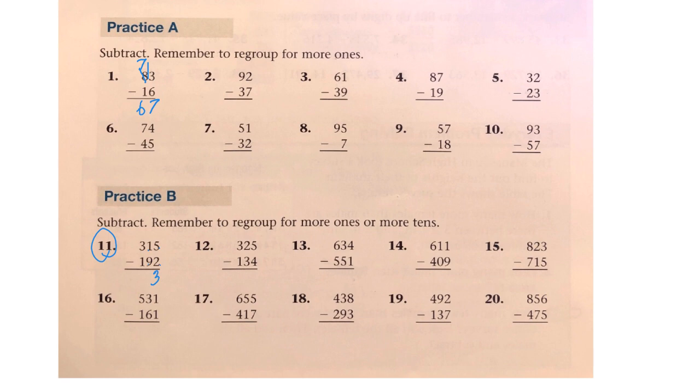It takes 10 10s to make 100. So we'll take one of those hundreds and give it to the 10s. Now we have 11 10s. Now 9 from 11 is 2. And 2 take away 1 is 1. So that's how we can do practice B.